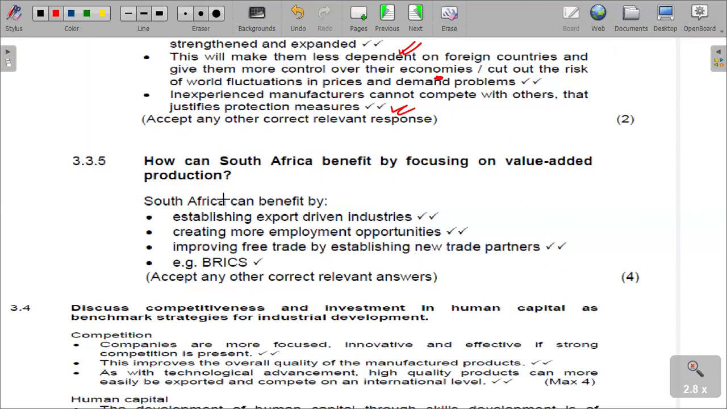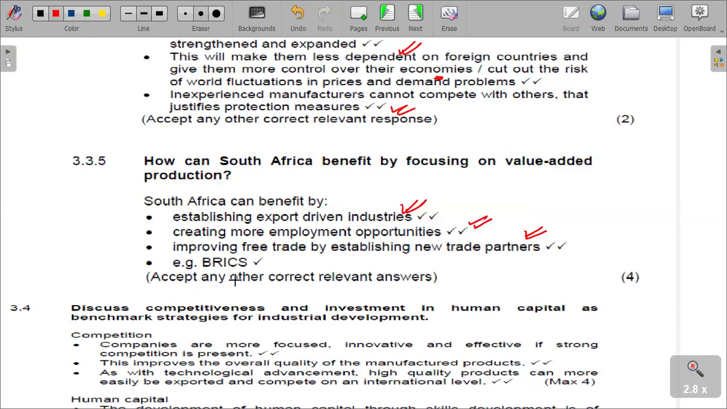So South Africa can benefit by establishing export-driven industries. When those products are semi-processed or processed, we can export them to other industries, creating more employment opportunities in the process of processing them. It also improves free trade by establishing new trade partners, countries we would need to export to or do international trade with, which can provide free trade relationships because of value addition. That is what it is saying.